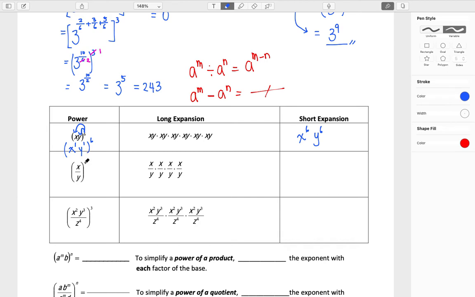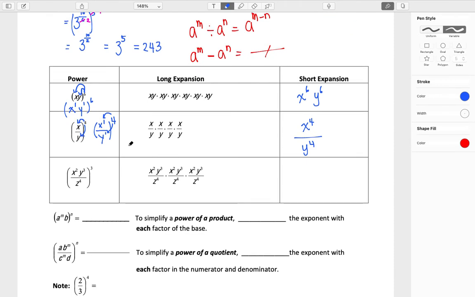Okay, same thing. When you have a division, the 4 applies to the numerator and the denominator. So it's x to the power of 1, so 1 times 4 is x to the 4, and then y to the 1, because there's an invisible x to the 1, y to the 1, and you are multiplying 1 times 4, and y to the 4.